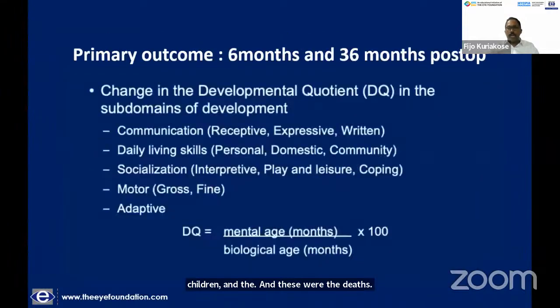So they had to calculate the developmental quotient, which is a fraction or a percentage, calculated with the mental age in months divided by the biological age in months times 100. So a DQ of 100 would be normal.